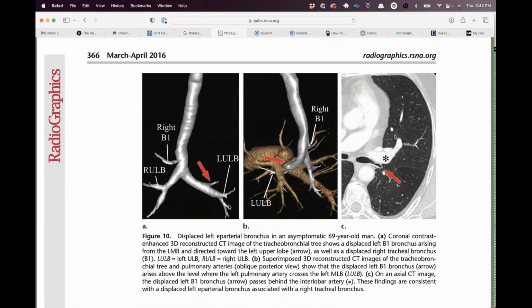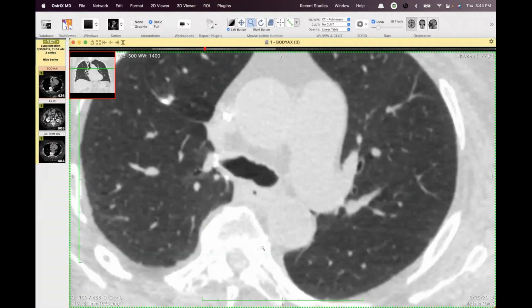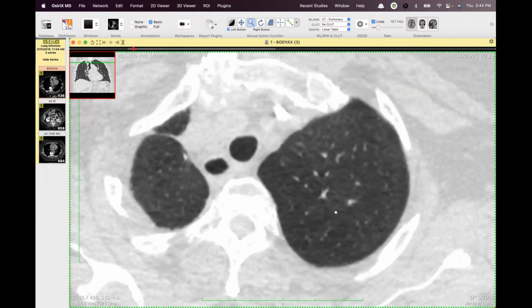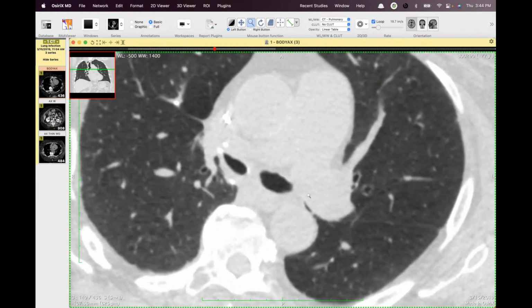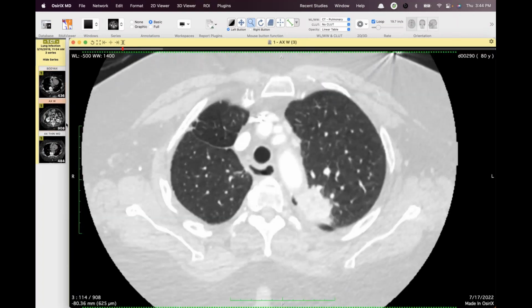Sure, cool. There's often a funny fissure in the left upper lobe. I don't know if he had one. Not really. I have never noticed this bronchus before, whether pathologic or incidental, but I just thought it was really cool.